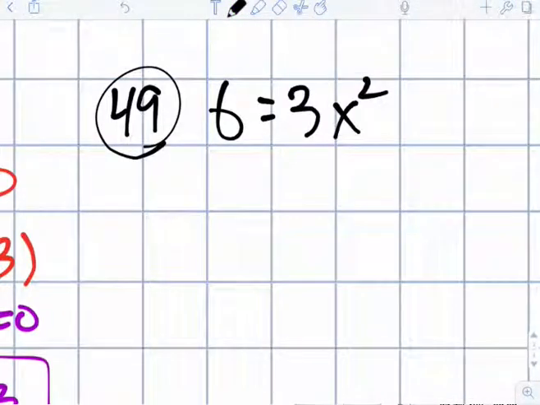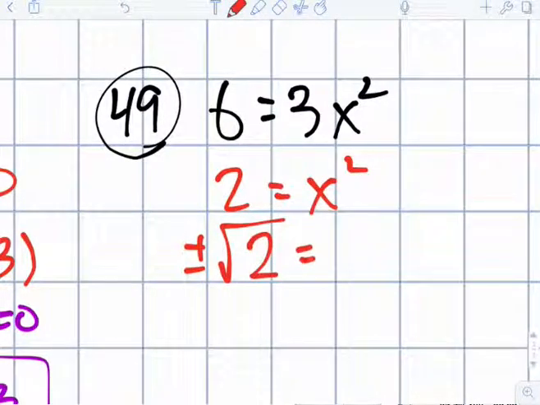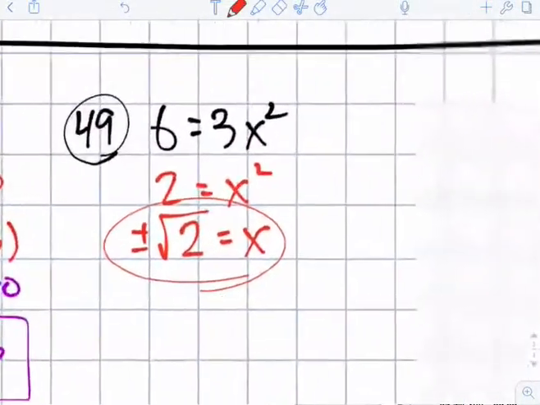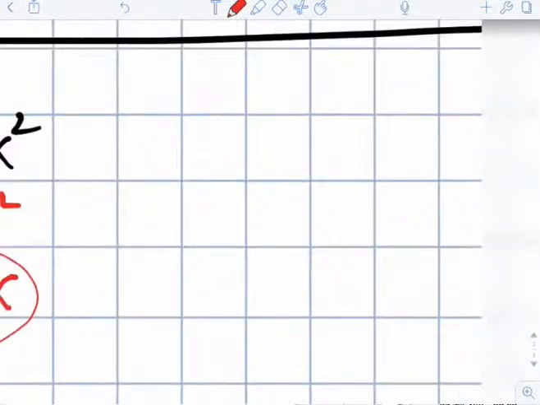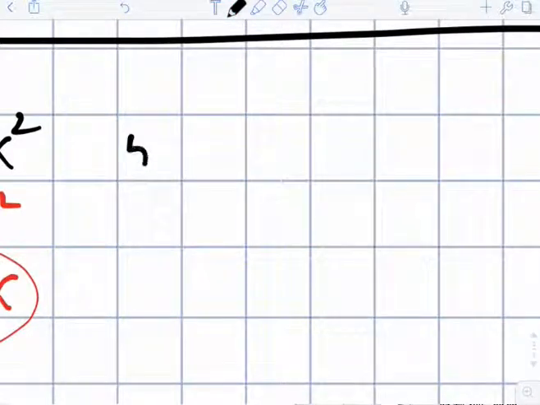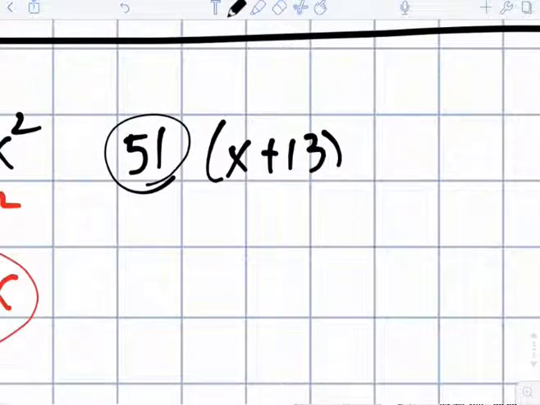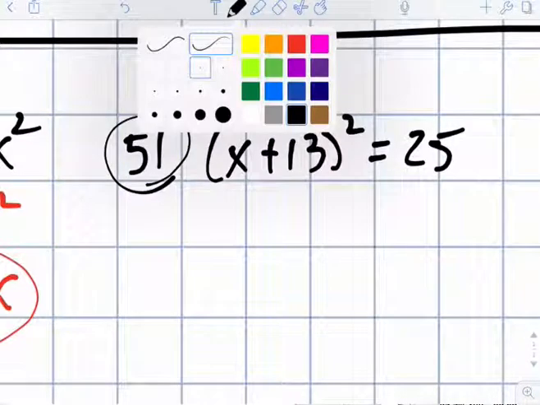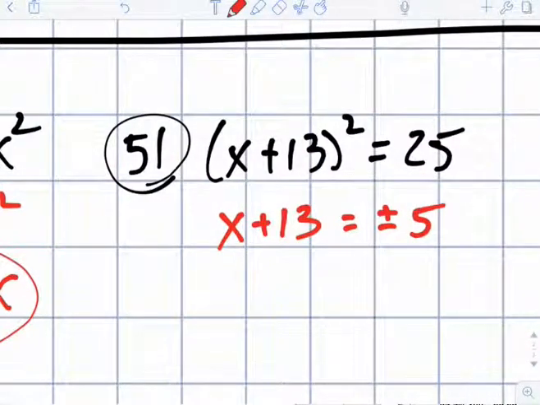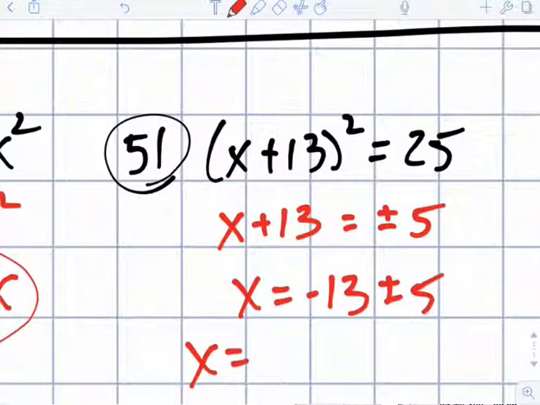49 says 6 is equal to 3x squared. So to do that, I divide by 3, you get 2 is equal to x squared. So you get plus or minus the square root of 2 is equal to x. So 51. 51, x plus 13 squared is equal to 25. I can take the square root of both sides. If I do that, I get x plus 13 is equal to plus or minus 5. x is equal to negative 13 plus or minus 5. So x is equal to negative 8 or negative 18.